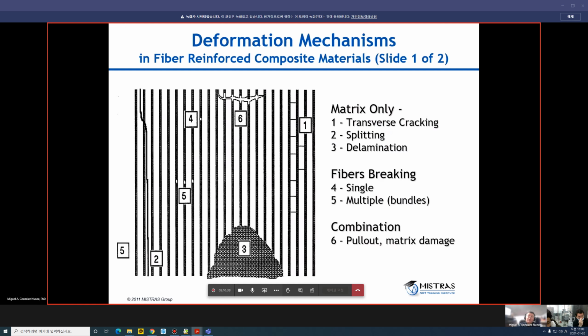These are some examples of the formation mechanisms that can be encountered on fiber-reinforced composite materials. You can have defects happening on the matrix only, like transverse cracking, splitting, delaminations, fiber breakage, single fiber break, or multiple bundle fiber breakage, or a combination of pull out and matrix damage.